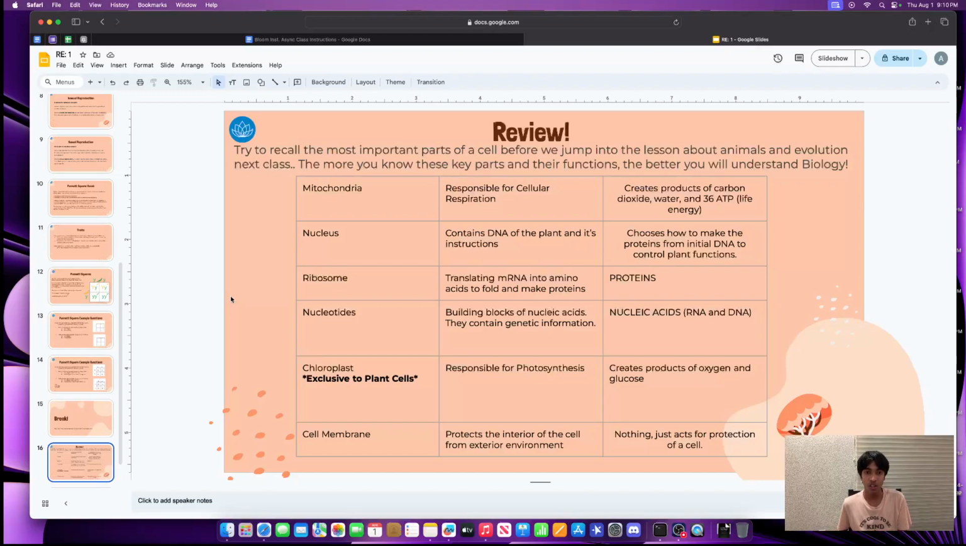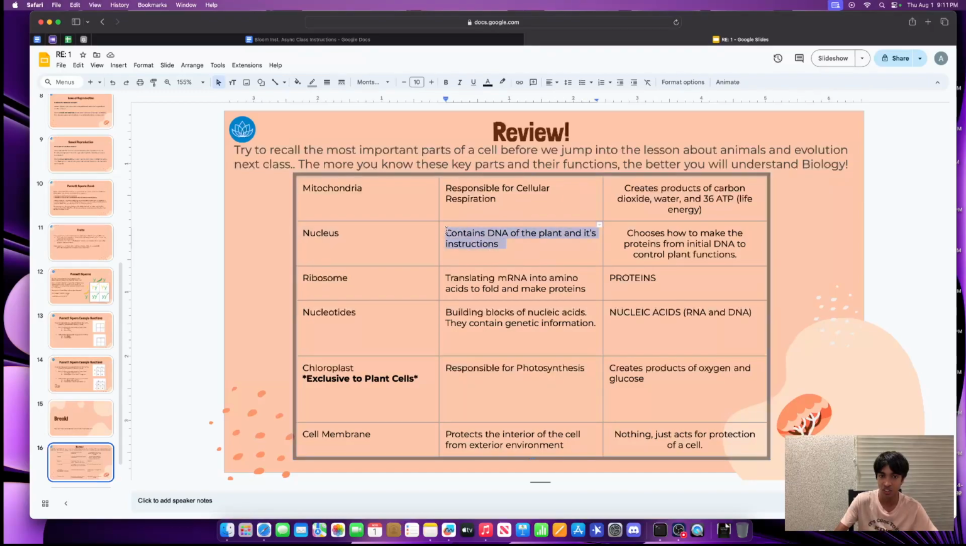Try to recall the most important parts of a cell before we jump into the lesson next class about animals and evolution. The more you know these key parts and their functions, the better you'll understand biology. The mitochondria is responsible for cellular respiration, the chloroplast is responsible for photosynthesis, and the nucleus contains DNA and instructions for the genetic makeup.